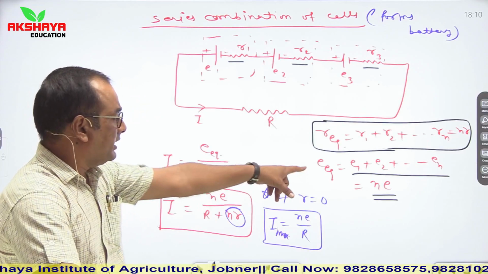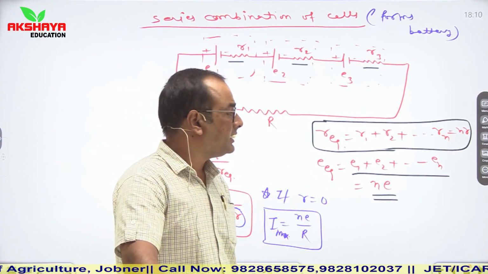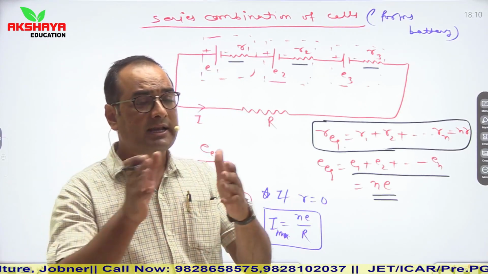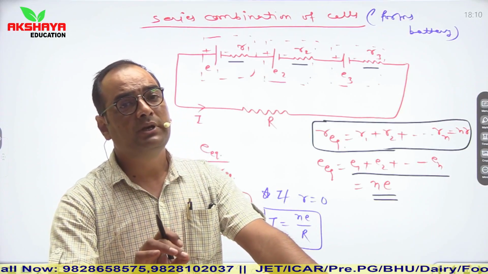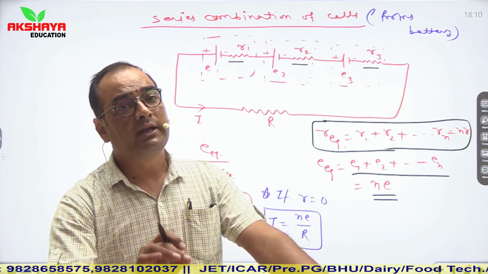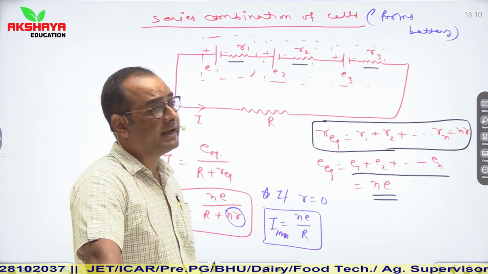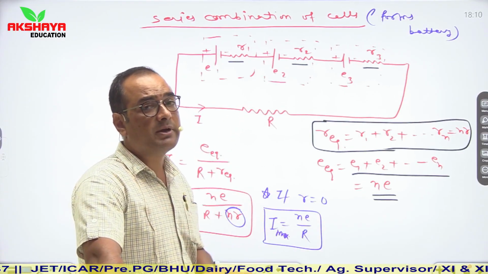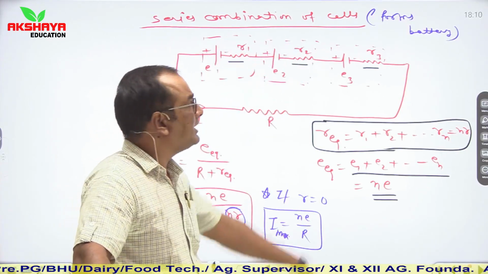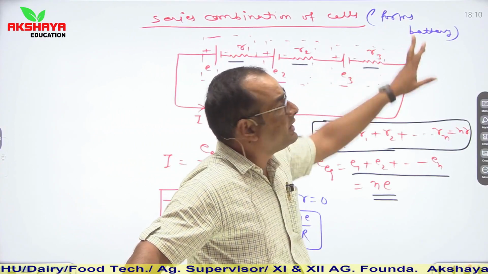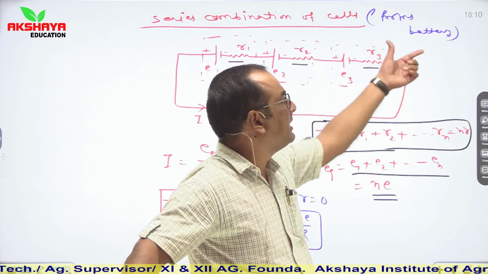Now see, it is clear from our relation E equivalent is equal to nE that if we combine different cells in series combination, then equivalent EMF will always be equal to sum of their individual EMFs. It means in any electric circuit where larger EMF is required, we connect cells in series combination, and such a combination is known as a battery. So when different cells are connected in series, they form a battery.